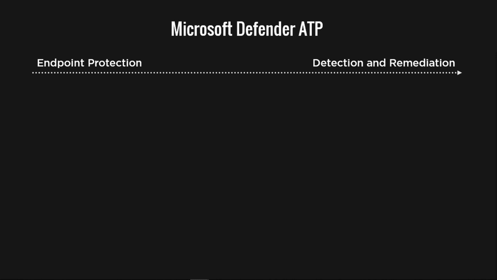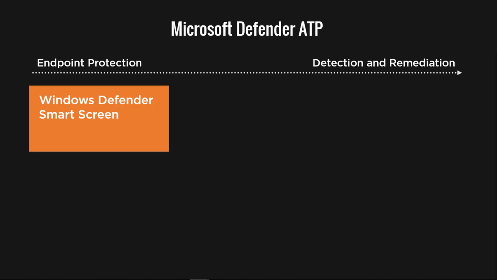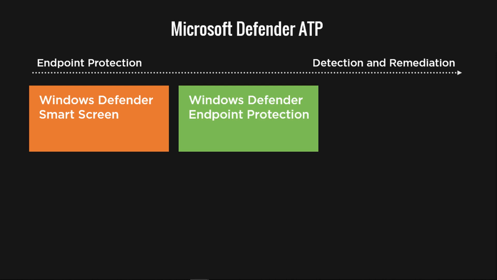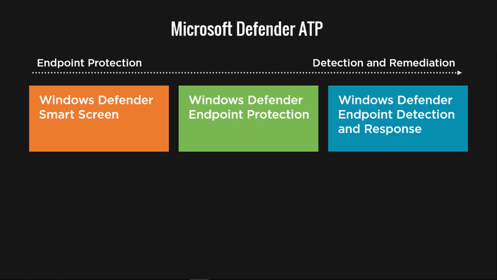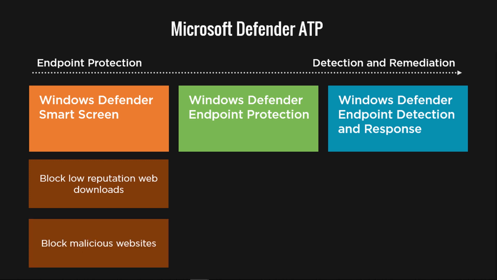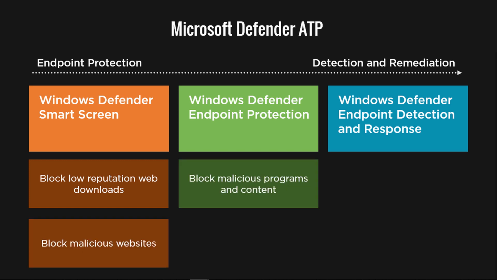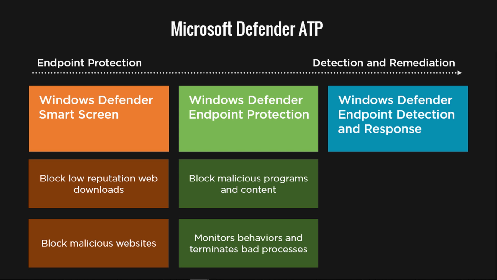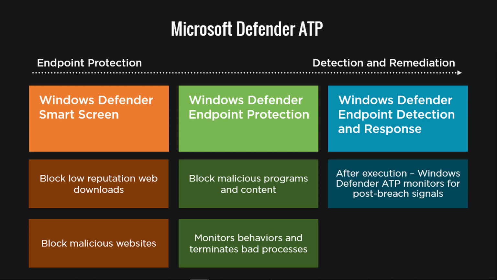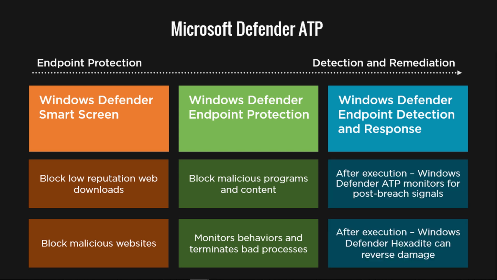All those products work together tightly, using the power of the cloud and the signals from Microsoft Threat Intelligence to deliver a comprehensive solution that can protect endpoints from zero-day attacks and the most sophisticated malware out there. As an example, Windows Defender SmartScreen blocks low-reputation web downloads and even malicious websites, while Windows Defender Endpoint Protection monitors all Windows processes and files and then terminates or cleans any infection found.